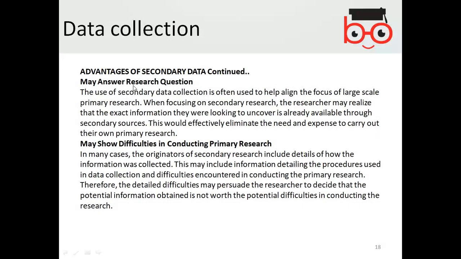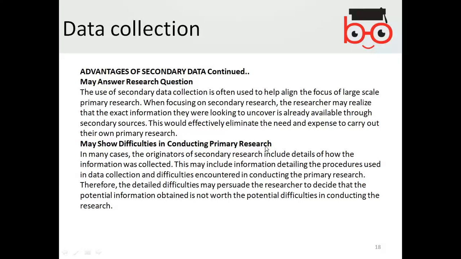It may answer the research question as well. Obviously, if you have a research question that you wanted to research, instead of looking into each and every answer to your question, probably the secondary source can directly answer your question by looking at the literature. Another advantage is that it may show you difficulties in conducting primary research.